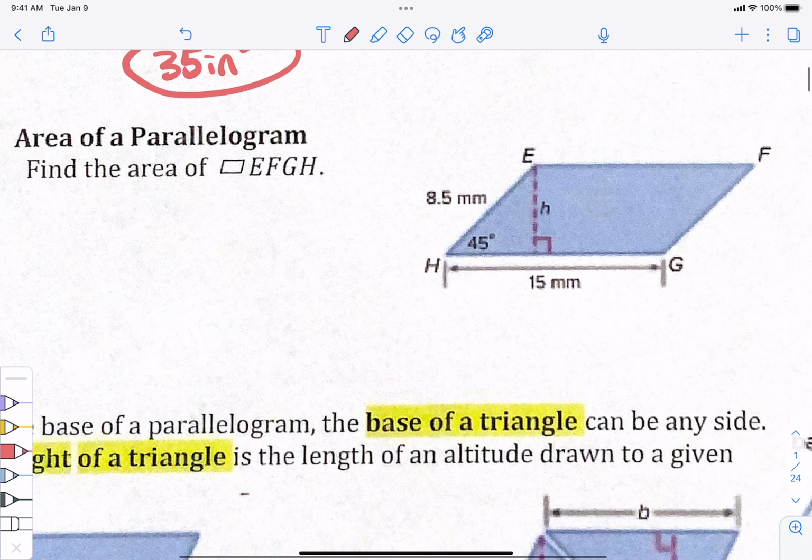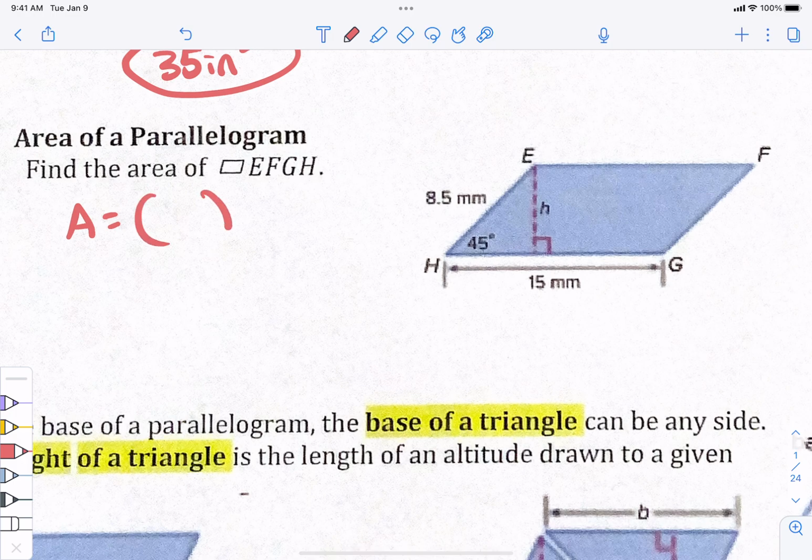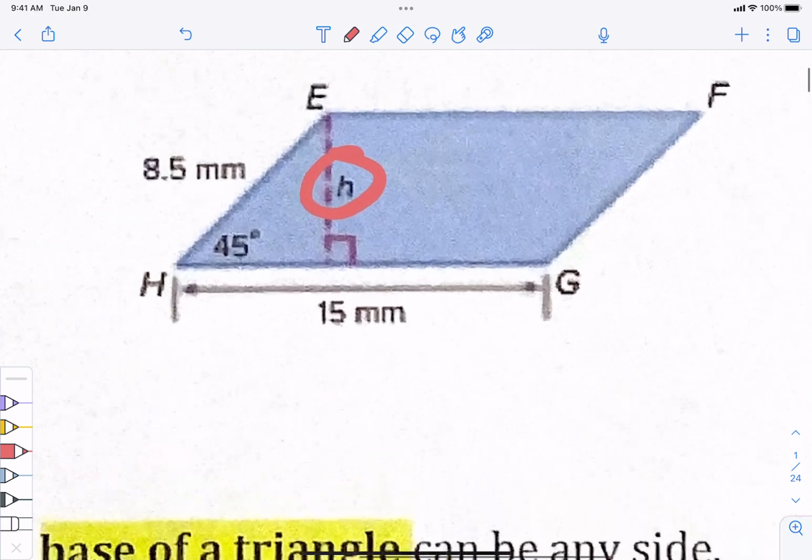Pretty easy. All right, now they do some weird things to you because this one's find the area. Only find the area. We don't have to find the perimeter. Base times height. What's the base? 15. What's the height? We don't know the height. How can we find the height if we're given this information?